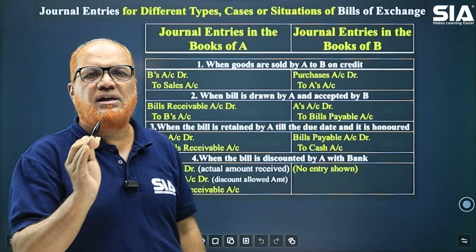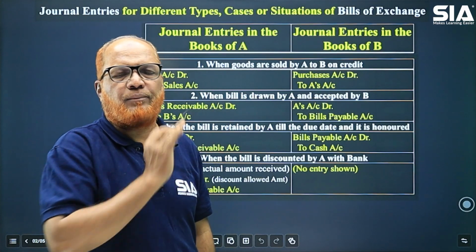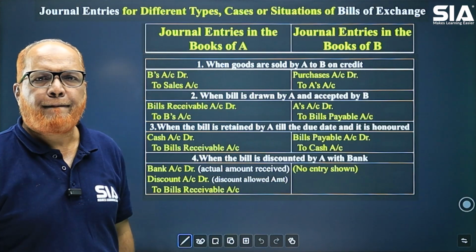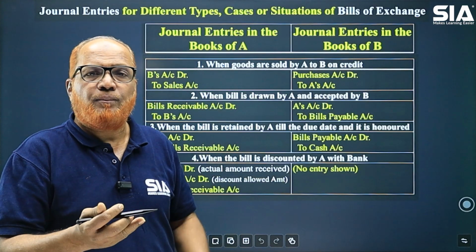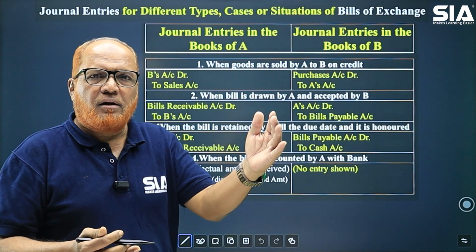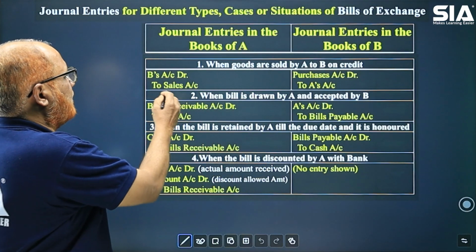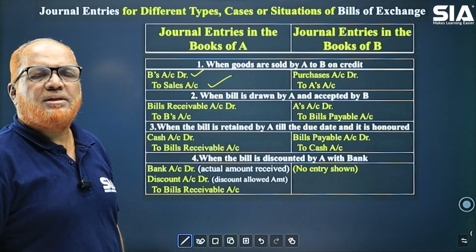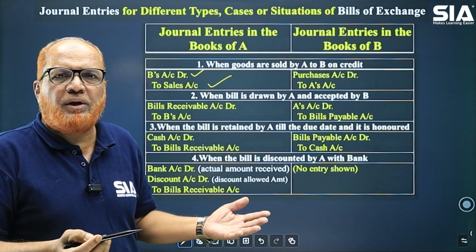The first case is A selling the goods to B on credit. So what is the entry in the books of A? A is selling, so B's account debtor to sales, the first entry. B's account debtor to sales. This is the normal entry when goods are sold to B on credit.